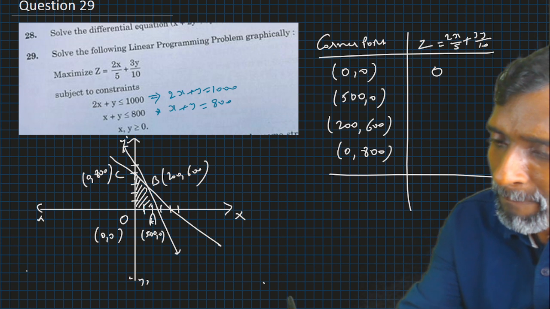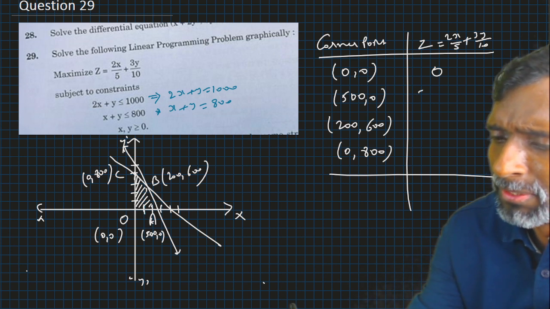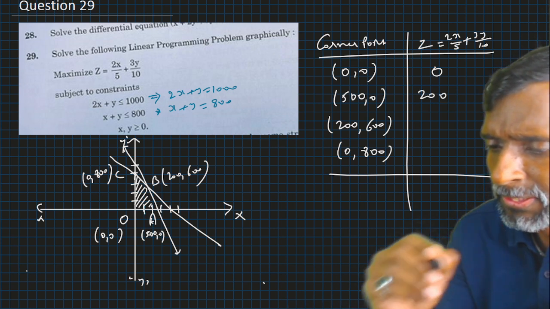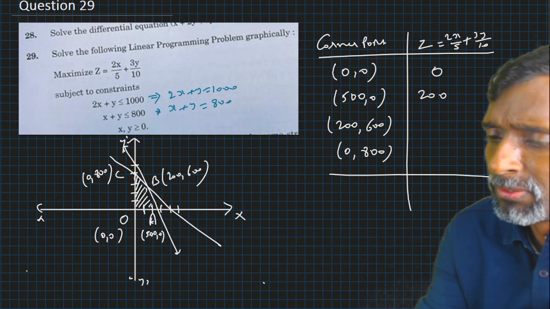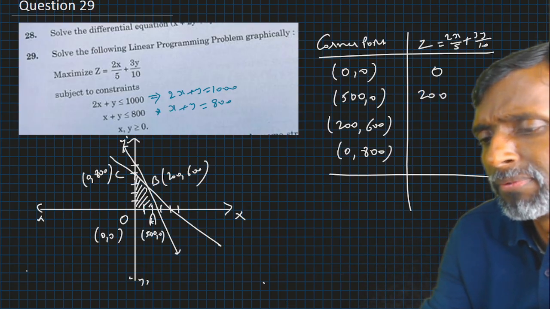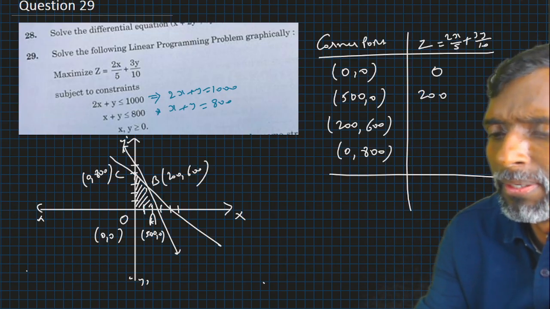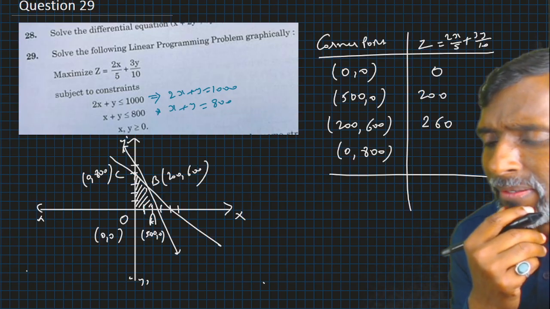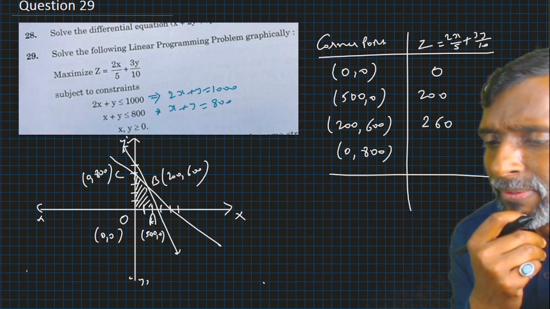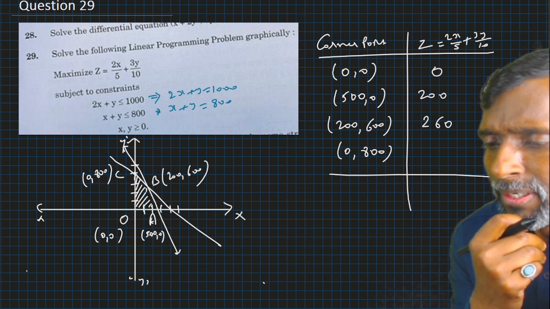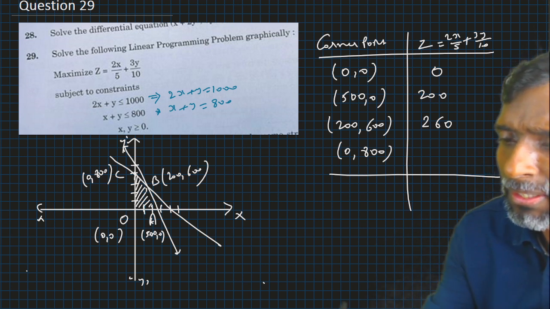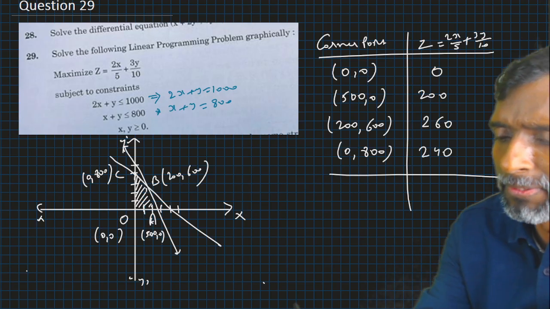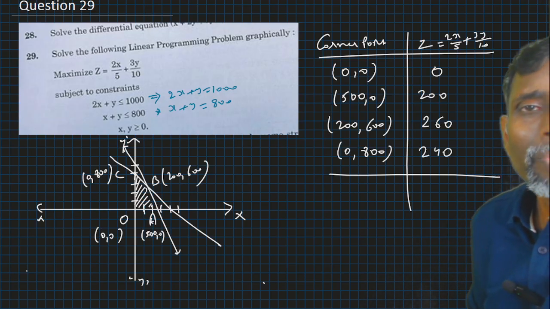So it is 0 and it is 200. Now the next one is 400 by 5, 80, plus 1800 by 10, 180, so 260. Is this correct? Check the calculation. 180 plus 80, 260. Yes. And at 0, 800 it is 240. Yes. So we got the values and we have to maximize it.